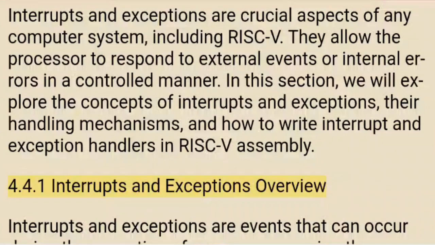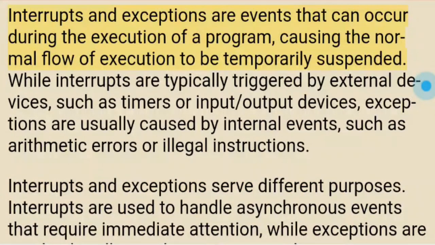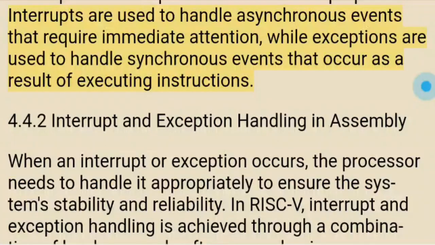4.4.1 Interrupts and Exceptions Overview. Interrupts and exceptions are events that can occur during the execution of a program, causing the normal flow of execution to be temporarily suspended. While interrupts are typically triggered by external devices, such as timers or input-output devices, exceptions are usually caused by internal events, such as arithmetic errors or illegal instructions. Interrupts and exceptions serve different purposes. Interrupts are used to handle asynchronous events that require immediate attention, while exceptions are used to handle synchronous events that occur as a result of executing instructions.